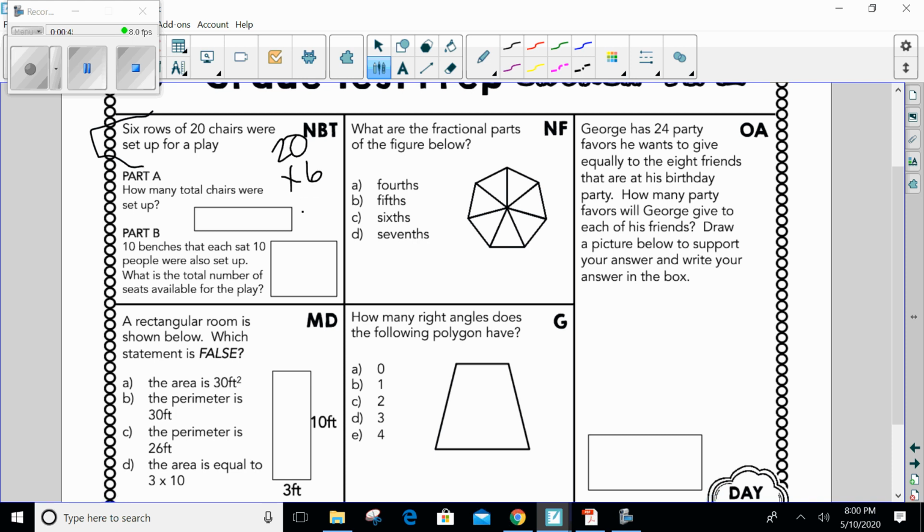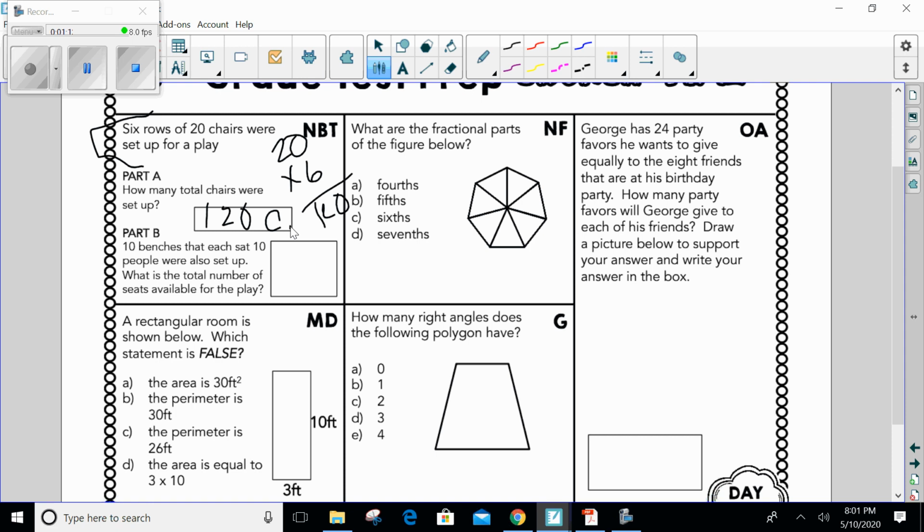Now when we multiply by something that has a 0 on it, all we have to do is take that 0 off of it for right now. We'll put it on later. And just do 2 times 6. What is 2 times 6? It is 12. Now we slap that 0 on it. So how many total chairs are there? Well, there's 120 chairs. Don't forget your label.